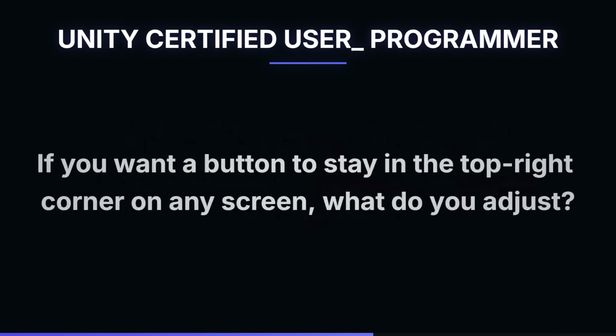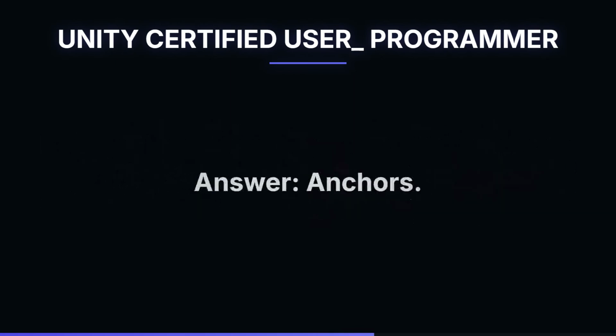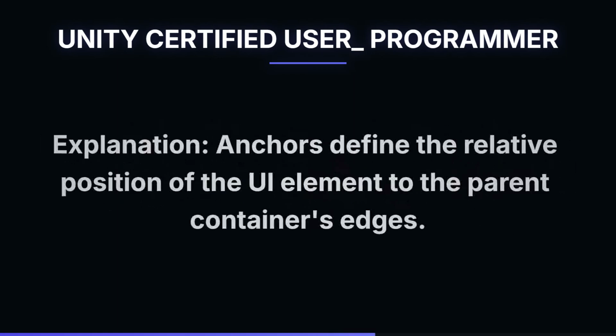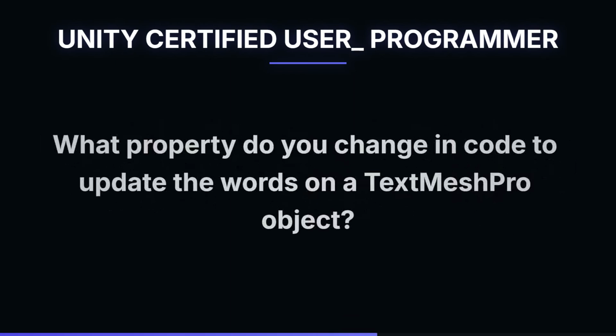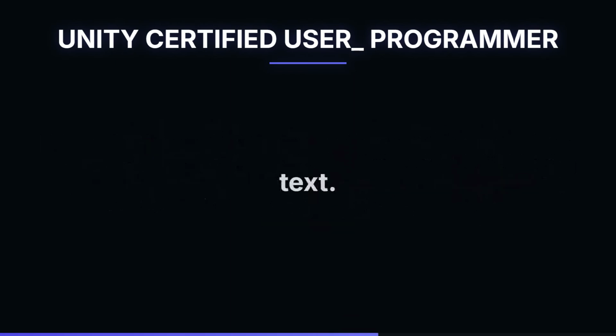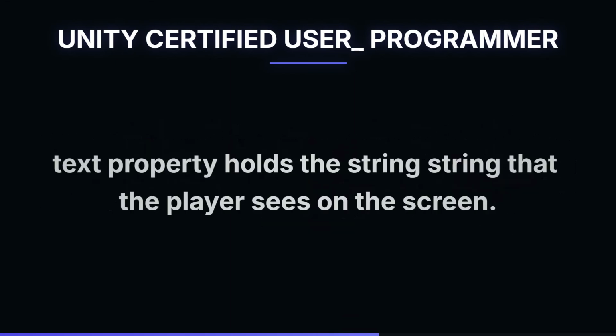4. If you want a button to stay in the top right corner on any screen, what do you adjust? Answer: anchors. Explanation: anchors define the relative position of the UI element to the parent container's edges. 5. What property do you change in code to update the words on a TextMesh Pro object? Answer: Text. Text property holds the string that the player sees on the screen.